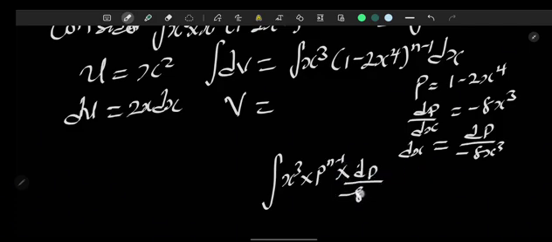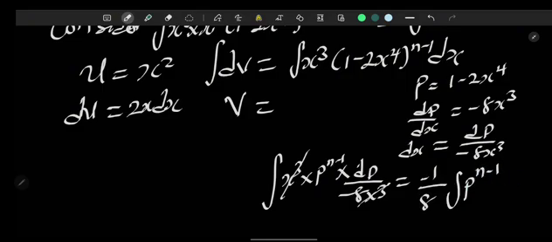dp over minus 8x raised to power of 3. And of course, x raised to power of 3, we cancel that. So you can see why we have to rewrite x raised to power of 5 in terms of product of x squared and x cubed now. Okay, so from here you could factorize minus 1 over 8, then you start to integrate pn minus 1.